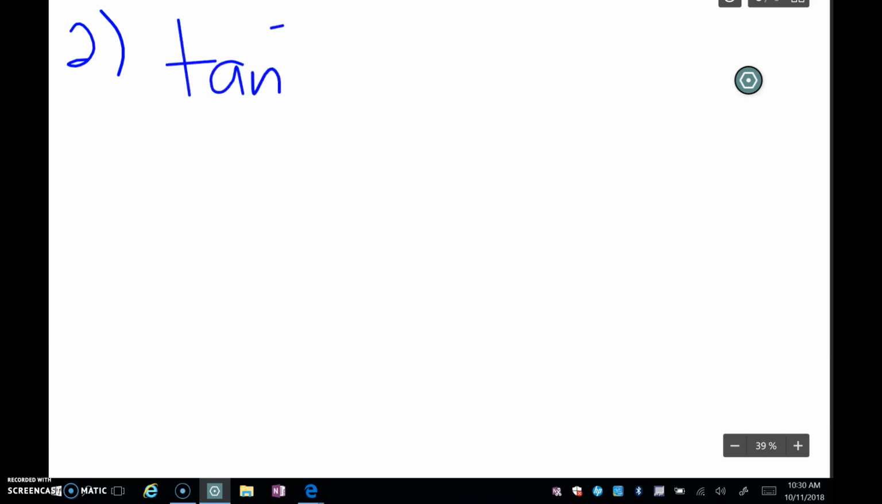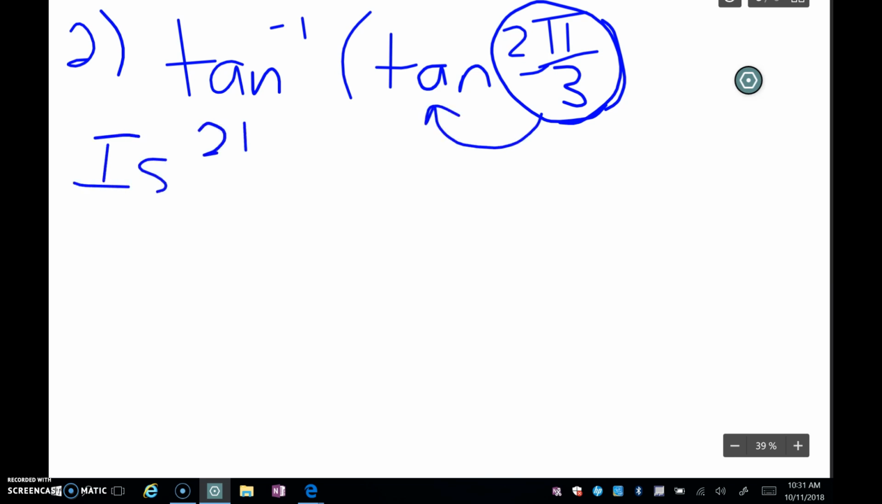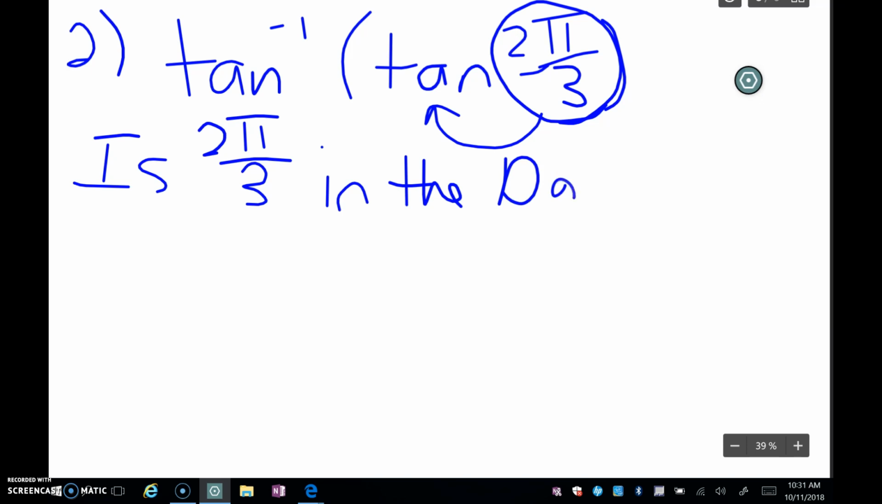My second example on my PowerPoint is this function, tan to the negative 1, tan 2 pi over 3. And I want to evaluate that. I'm looking to see if this number right here, 2 pi over 3, is in the domain of tan. So is 2 pi over 3 in the domain of y equal tan x?